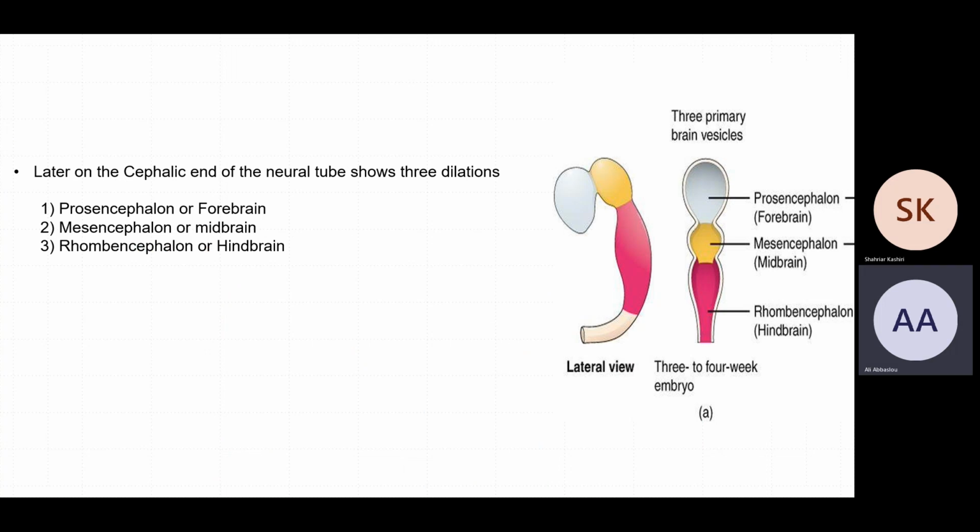Now, later on, the cephalic end of the neural tube will show three main dilations, and they're called the prosencephalon, the mesencephalon, and the rhombencephalon. And they can each be called either the forebrain, midbrain, or hindbrain.